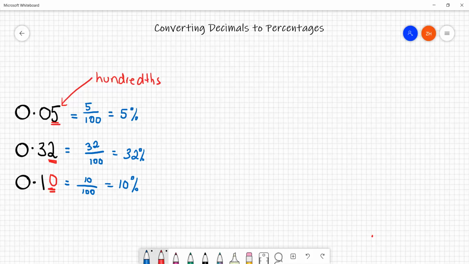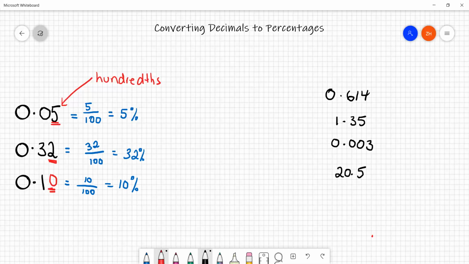Now that's okay when we have fairly nice looking decimals where we've only got a couple of digits, but sometimes we'll have more complicated looking numbers, such as this one here, 0.614, 1.35, 0.003, and 20.5. We're going to do all of these using a slightly different method.